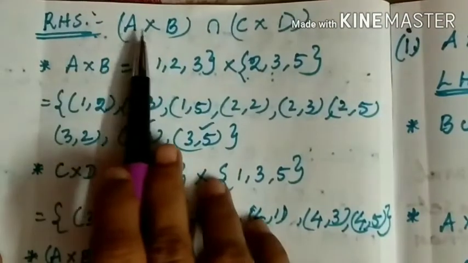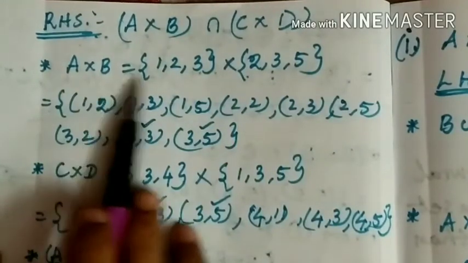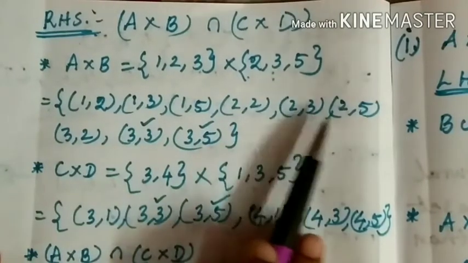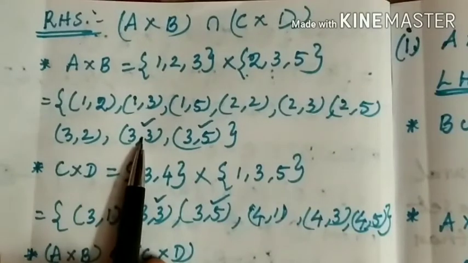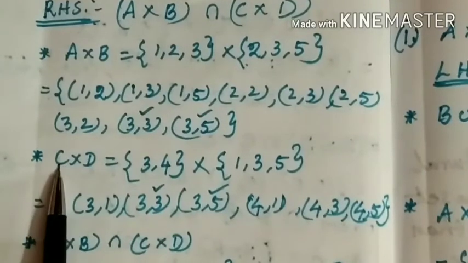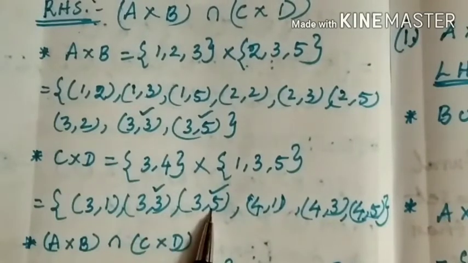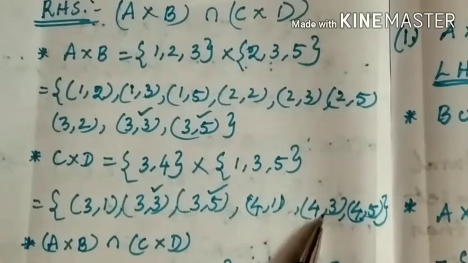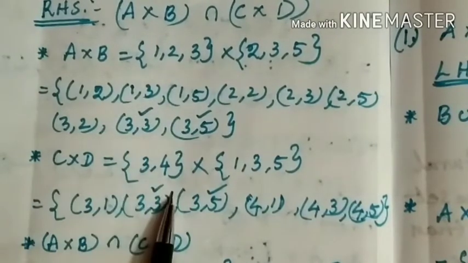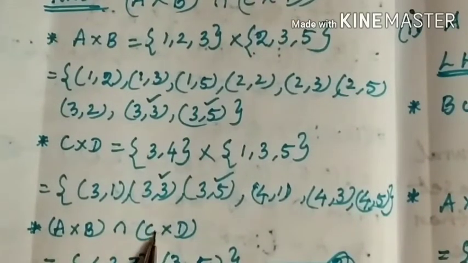Okay. Then the next step, the right hand side, A cross B intersect C cross D. So first you find A cross B ordered pairs: (1,2), (1,3), (1,5), (2,2), (2,3), (2,5), (3,2), (3,3), (3,5). Then the second bracket term, ordered pairs of C cross D: (3,1), (3,3), (3,5), (4,1), (4,3), (4,5). Then these are both Cartesian product ordered pairs. Then the last step, A cross B intersect C cross D.